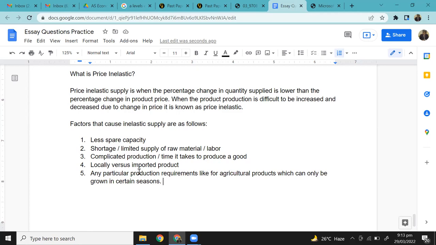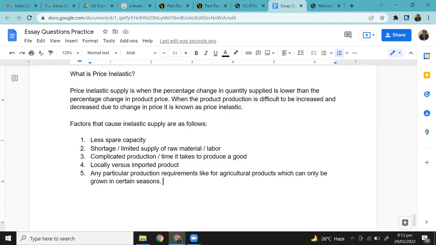Okay, now students, think about this. First thing that you need to be very clear with is what is price elasticity of supply. That is the change in supply of a product due to change in its price. How we calculate this is simply percentage change in quantity supplied divided by percentage change in price. This being said, then you'll say what inelastic supply means.